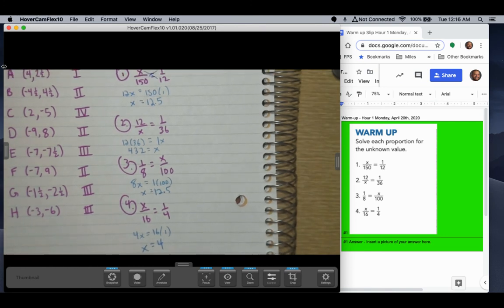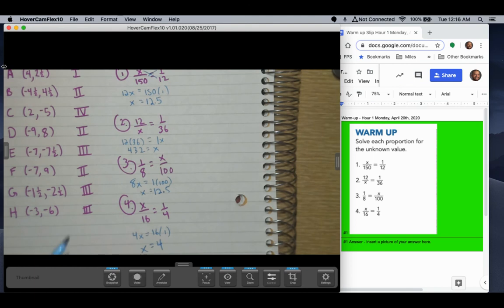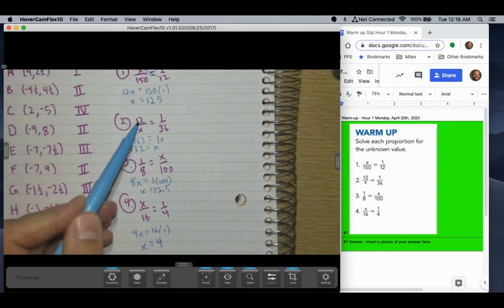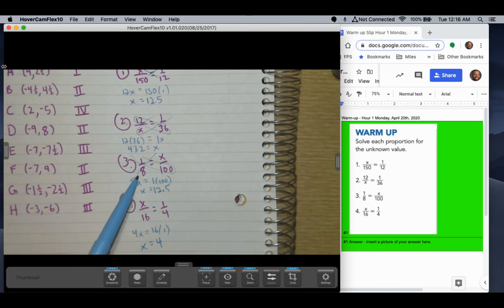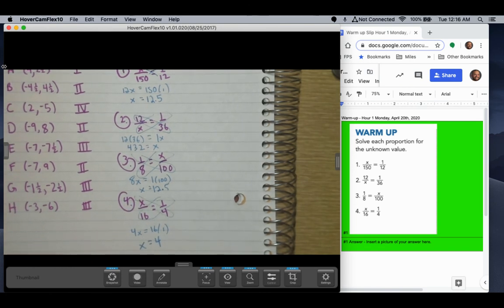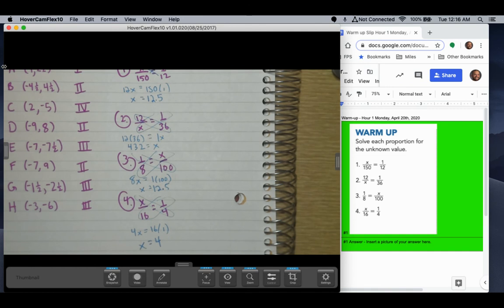Ladies and gentlemen, these are solving proportions. I understand that means and extremes, and so the cross products will be equal to each other, and then I can just solve for that to find my missing answer. That was your warm-up from yesterday.